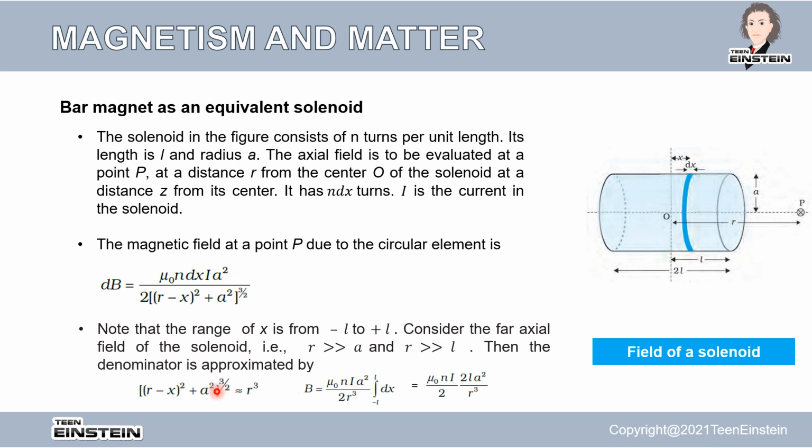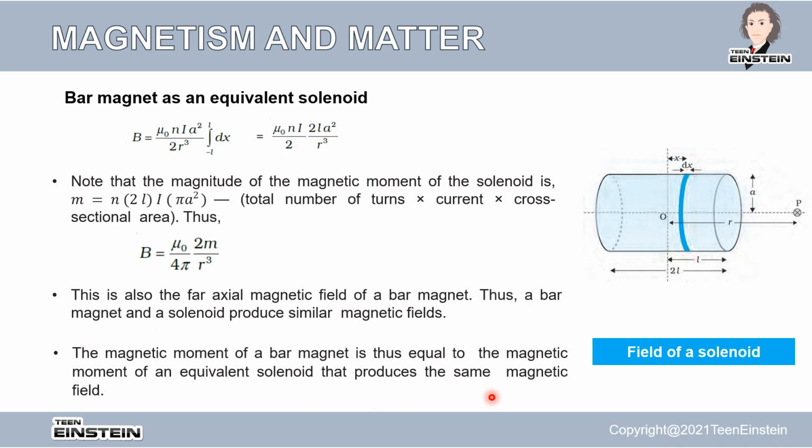In that case, what happens? This factor in the denominator becomes r cube, because a is very small and L is also very small compared to r. So we can approximate this as r cube. And then B becomes mu 0 n i a square divided by 2 r cube. Now dx varies from minus L to L, so we will integrate dx from minus L to L to get the overall field. So finally we will get 2L. So mu 0 n i by 2, 2L a square divided by r cube.